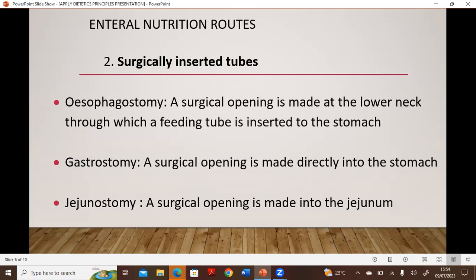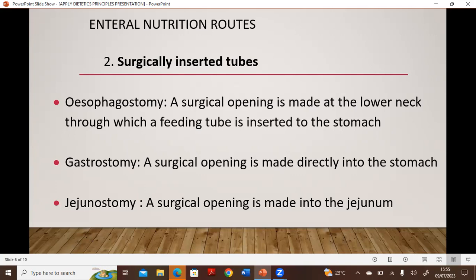Then the surgically inserted tubes, we have three of them. Someone can read us the three surgically inserted tubes? Esophagostomy: a surgical opening is made at the lower neck through which a feeding tube is inserted to the stomach. We have gastrostomy: a surgical opening is made directly into the stomach. And we have jejunostomy: a surgical opening is made into the jejunum. Thank you for that, Faith.